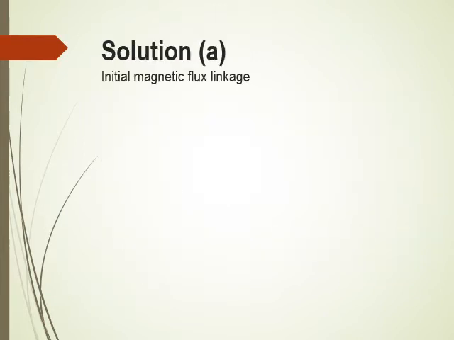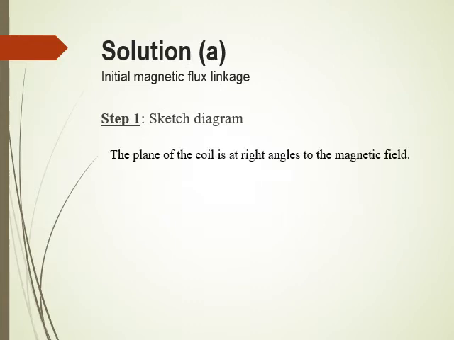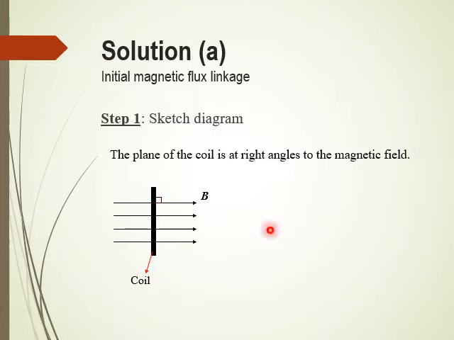To calculate the initial magnetic flux linkage, first we need to sketch the diagram. According to the question, the plane of the coil is at right angles to the magnetic field. So this is how the diagram looks. The plane, which is this black vertical line, forms a 90 degree angle to the magnetic field. Now, why do we need to sketch the diagram?